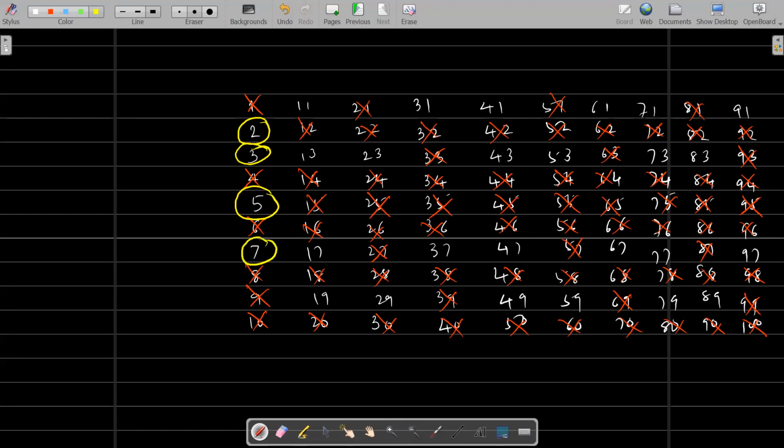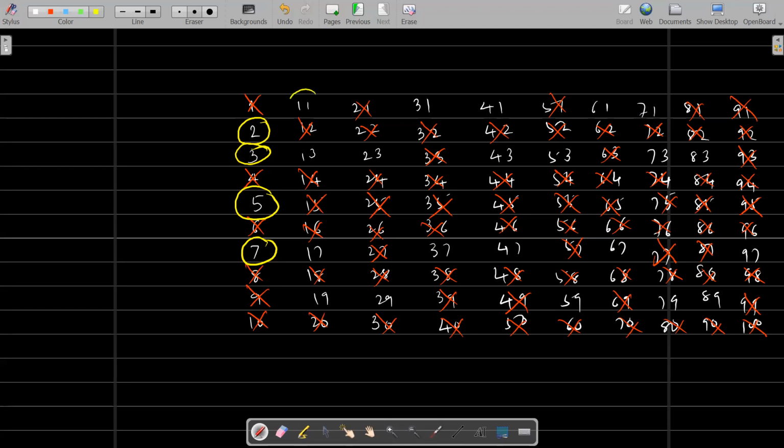Cancel out all multiples of 7 now. Check which we haven't cancelled so far. I think 49, 77. What else? 81. Yeah. Again, the very first uncut number is prime.